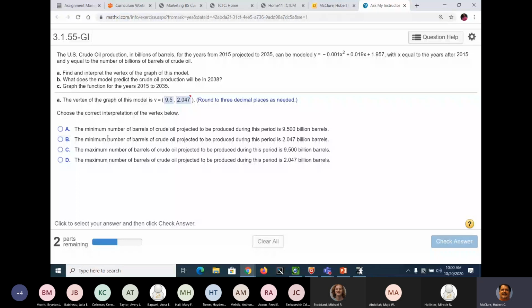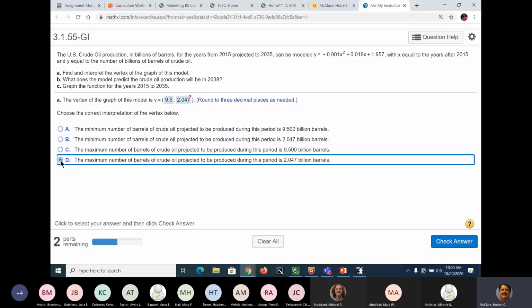So you can count out A and B. And remember, X is what? Number of years after 2015. So that basically says 10 years after 2015. In 2025, the number of barrels is going to be 2.05 billion barrels. So whichever one says that, it looks like to me it says right there.